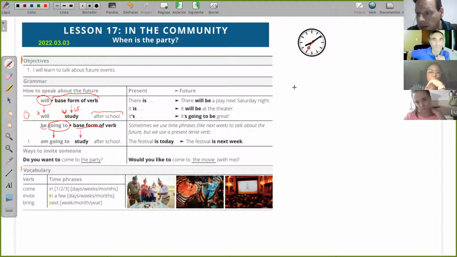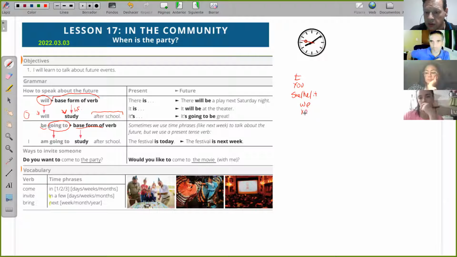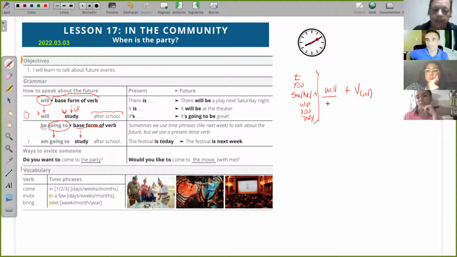And we have good news. You know the persons: I, you, she, he, it, we, you, and they. When we conjugate verbs, we usually change the form of the verb, right? But will is the same for all the persons. And here we have the verb in infinitive. What is this? This is something that indicates time or gives us a time frame. Most of the time. Not always.